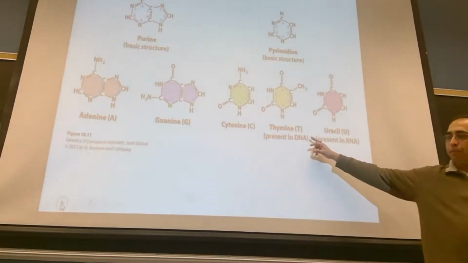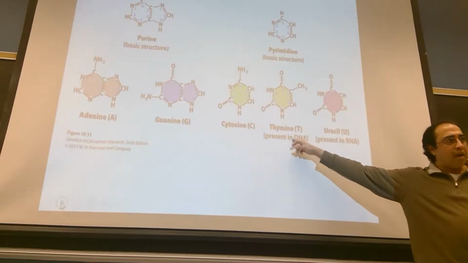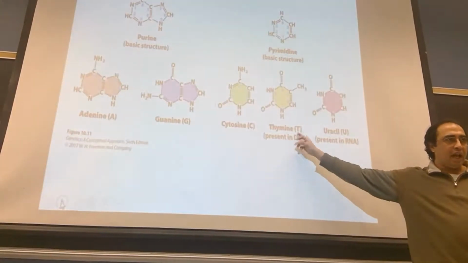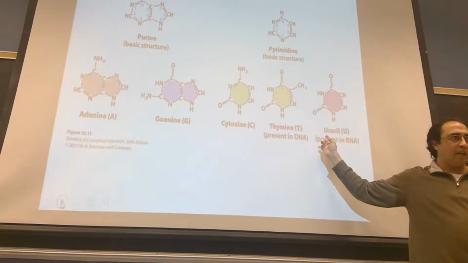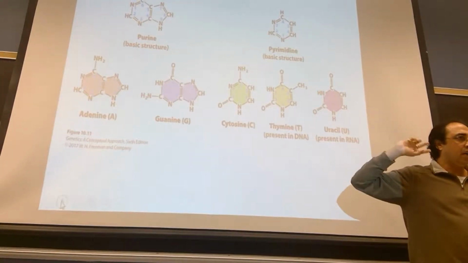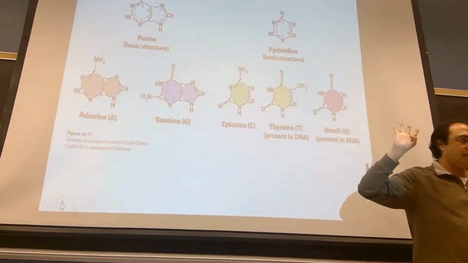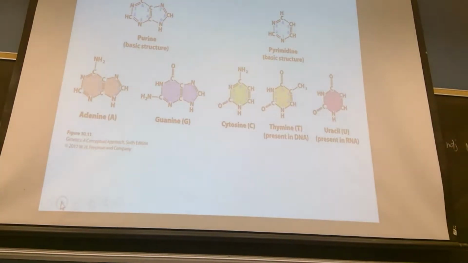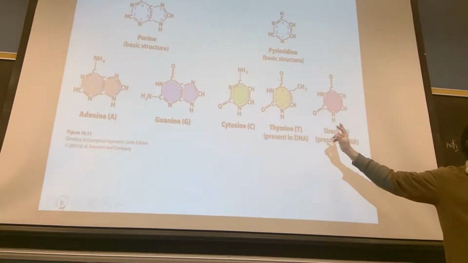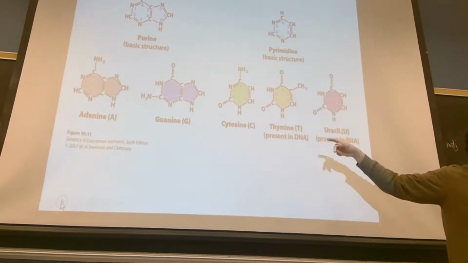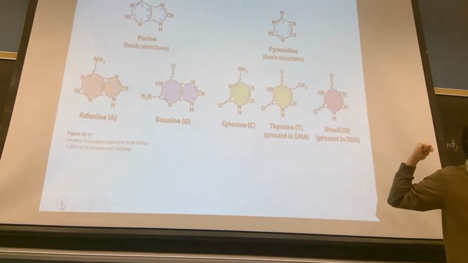Cytosine and thymine are present in DNA. Thymine is only present in DNA, and uracil is only present in RNA. This is the difference between DNA and RNA. So there are two differences. One is that their sugar is different: deoxyribose sugar and ribose sugar. In case of RNA, uracil is present instead of thymine. In case of DNA, thymine is present instead of uracil.